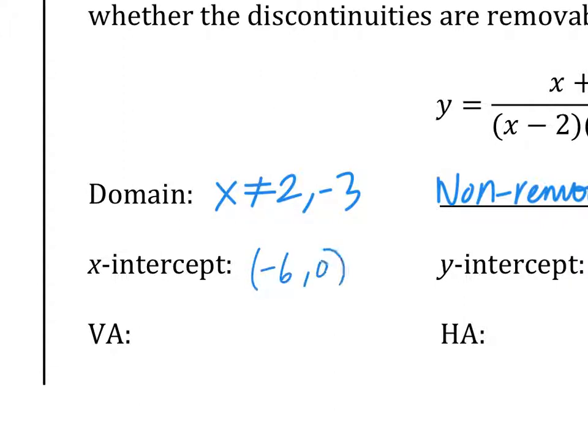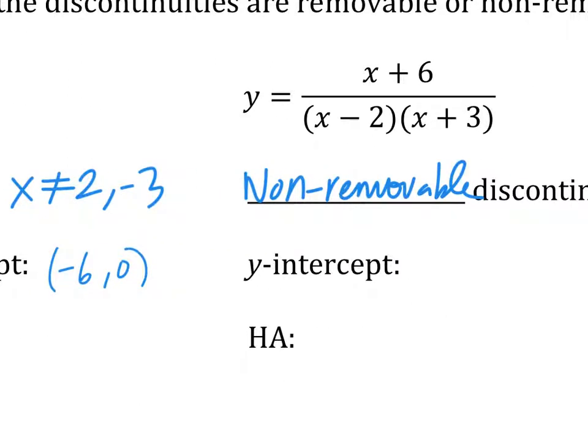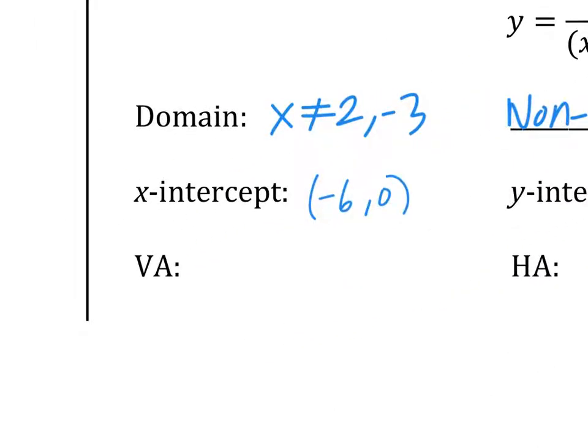Good. All right. Coming back to Evan. Where's the y-intercept? -1. So 0, -1. Okay. Sebastian, vertical asymptote. X equals 2, -3. Good.